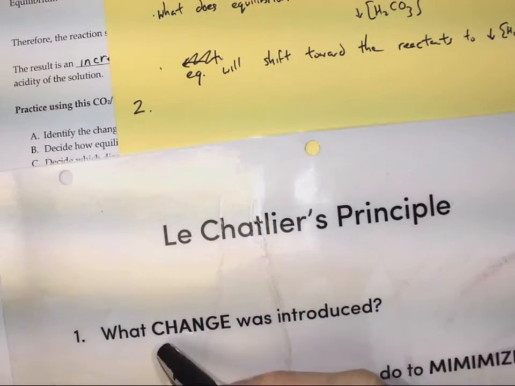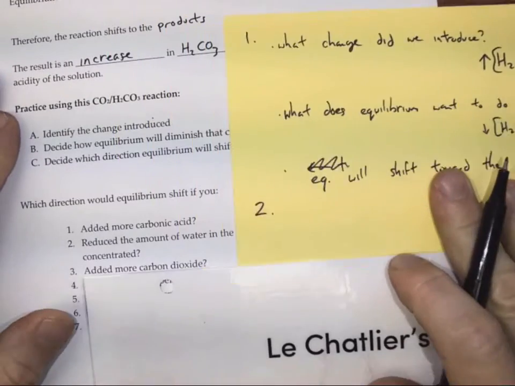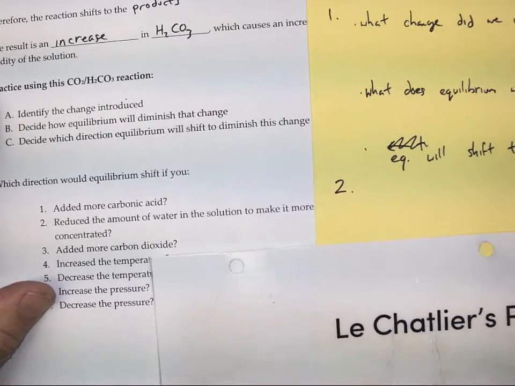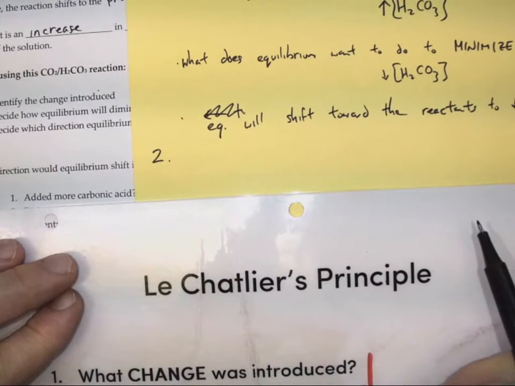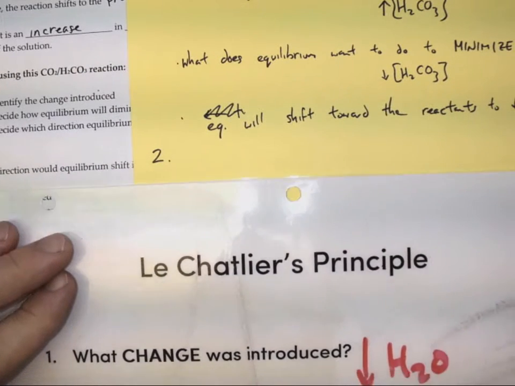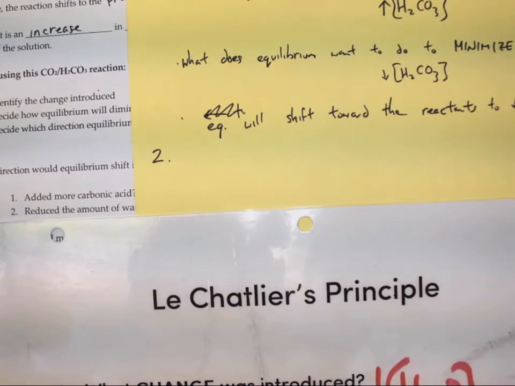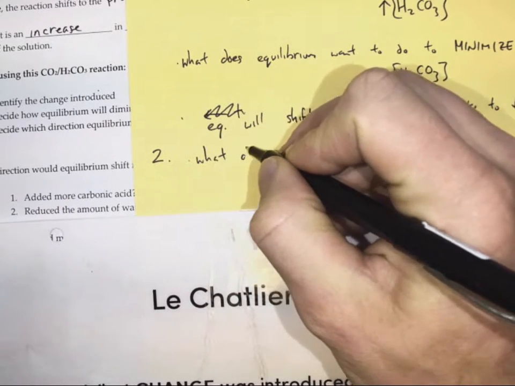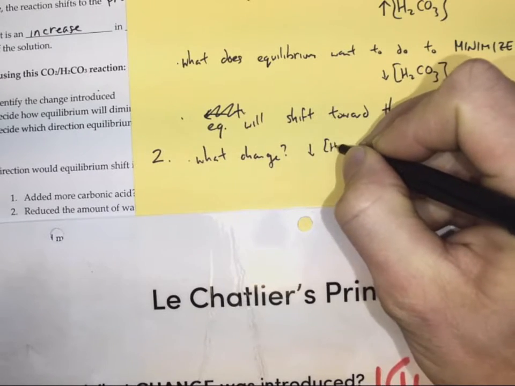So question 2, what change was introduced? Going back to the question, we reduce the amount of water in a solution to make it more concentrated. So what if we decrease the amount of water? So we're decreasing H2O concentration. Okay. We decrease the amount of water. So I'll just write down what change: we decrease the amount of water.